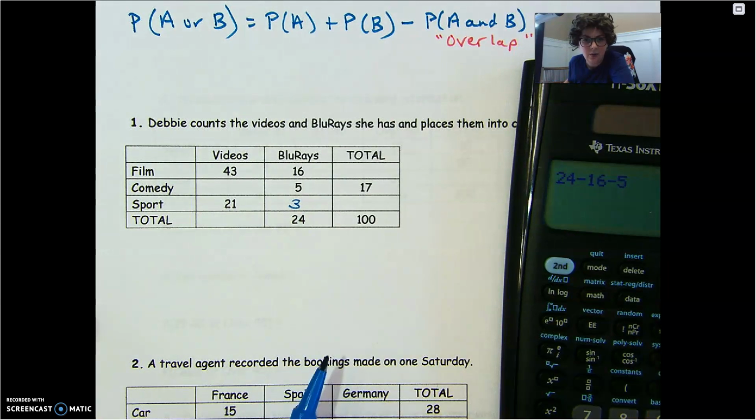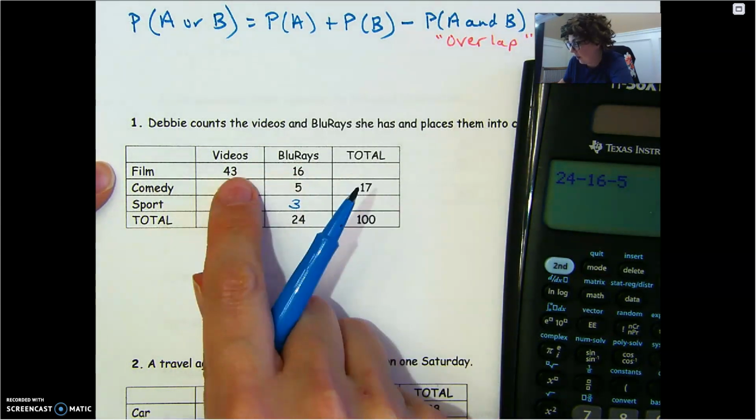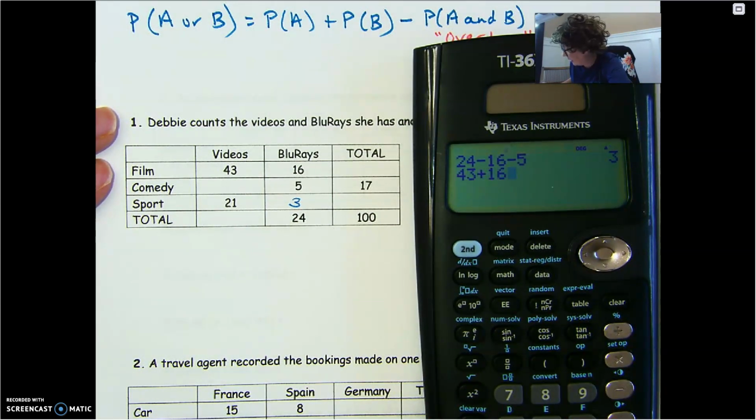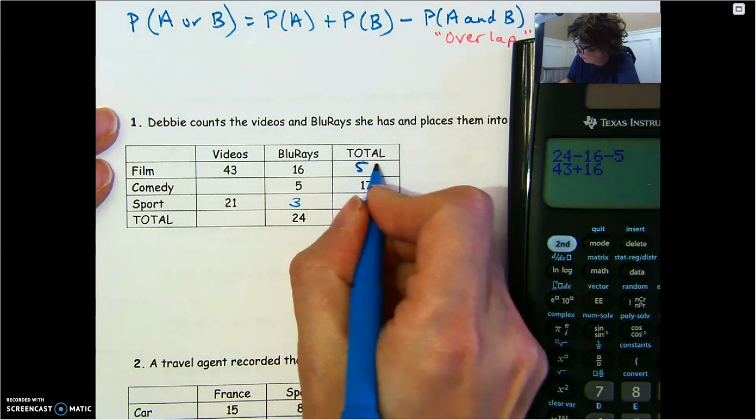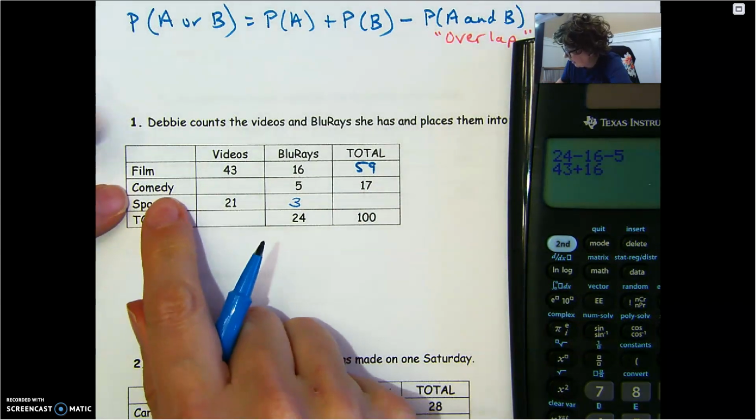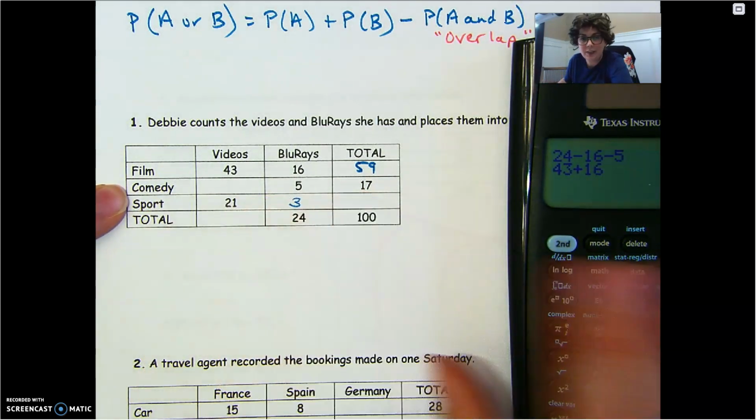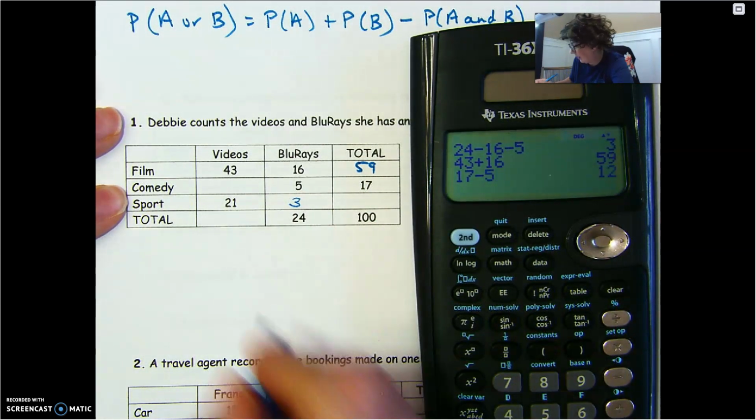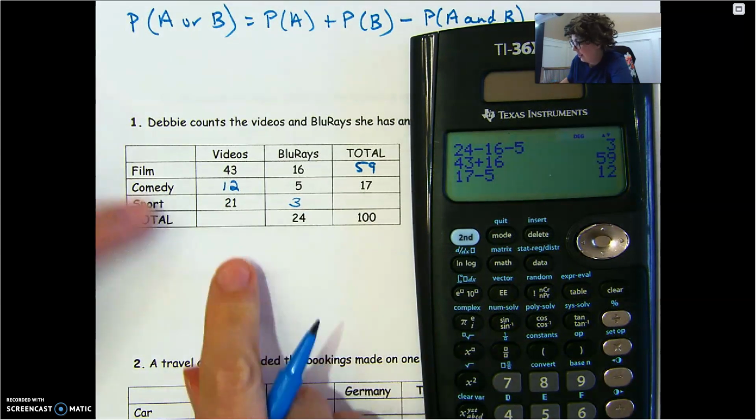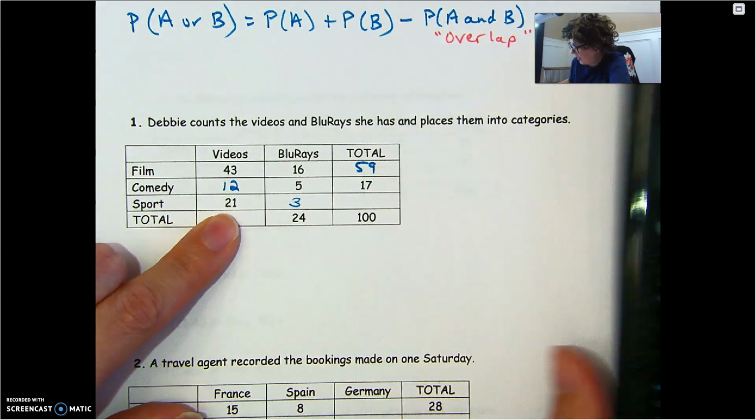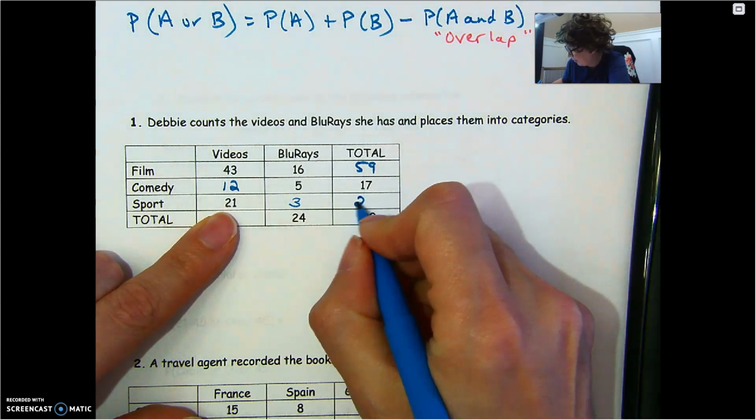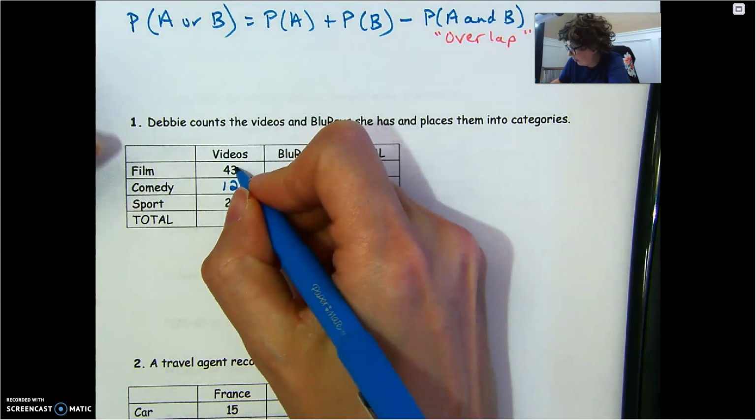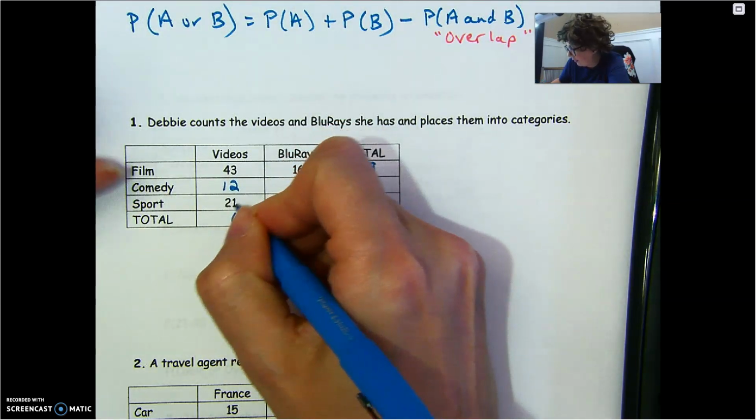All right. Where else can I go? If I go across this way, I can add them up and get the total. So 43 plus 16 gives me 59. All right. And then if I come this way, I know the total is 17. Get rid of the 5 Blu-rays, and that leaves 12 for that spot. Going this way, 21 plus 3, that's going to be 24. And then going this way, we can add this column up. 3, 4, 5, 6, 4, 5, 6, 7.